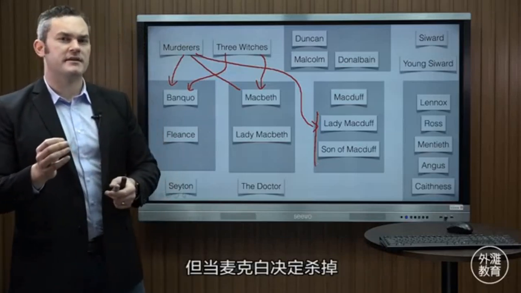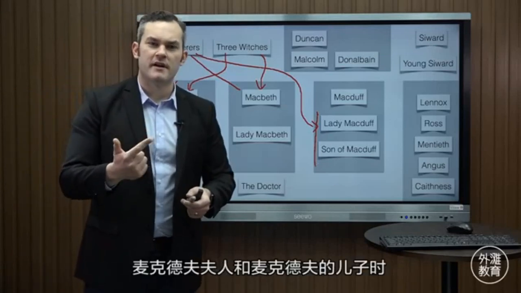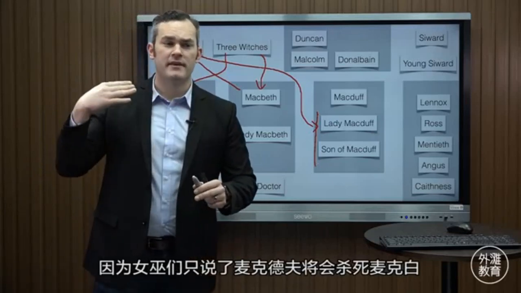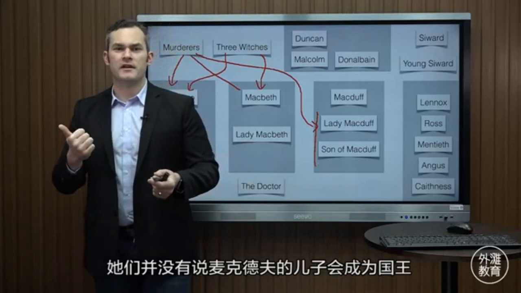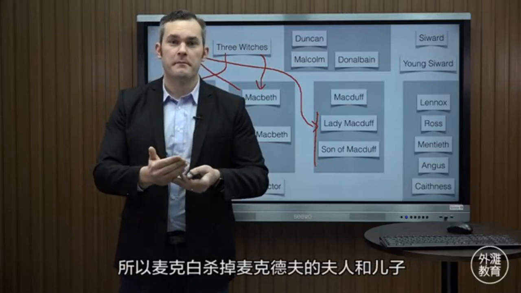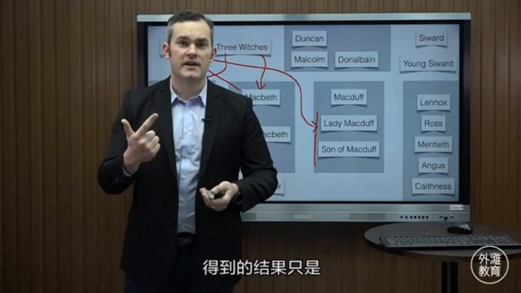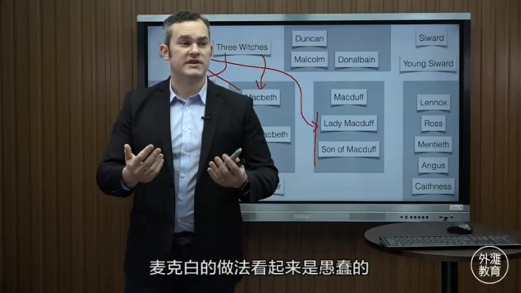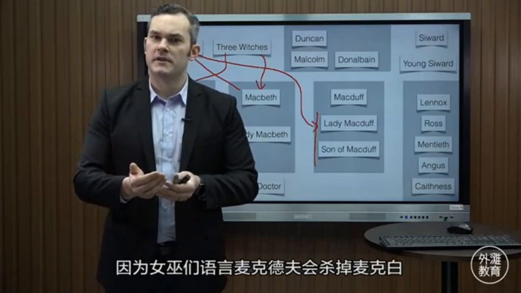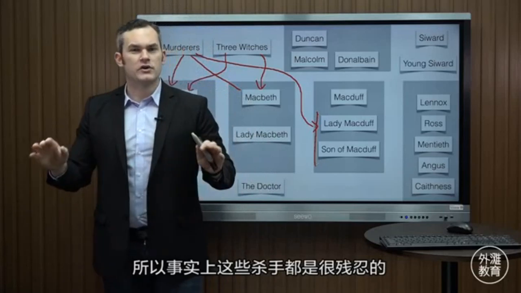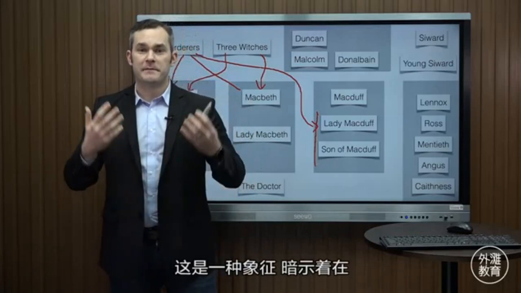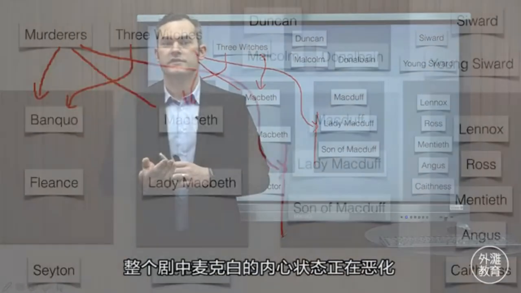But then when Macbeth decides to kill Lady Macduff and the son of Macduff, it doesn't make any sense if you think about it. Because the witches say that Macduff is going to kill Macbeth. They don't say that his son is going to become king. They don't say that his wife is going to do anything to Macbeth. So all Macbeth really accomplishes by murdering Lady Macduff and son of Macduff is to make Macduff very angry, which seems stupid because the witches prophesize that Macduff is going to kill Macbeth. So the fact that these murders are always cruel, but they become less and less rational and pragmatic, is an indication that Macbeth's mental state is deteriorating over the course of the play.